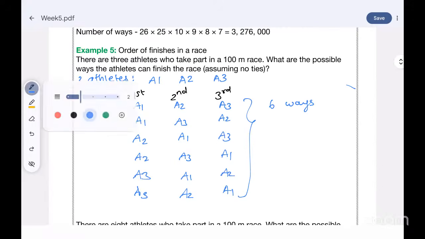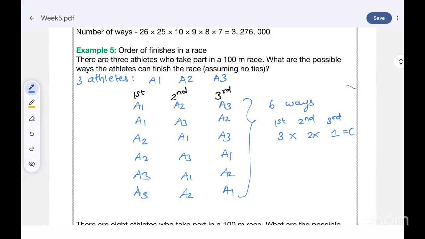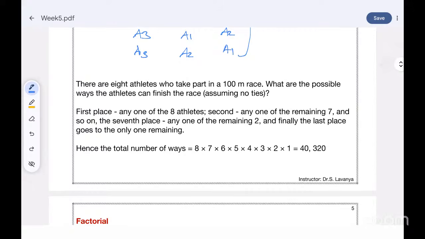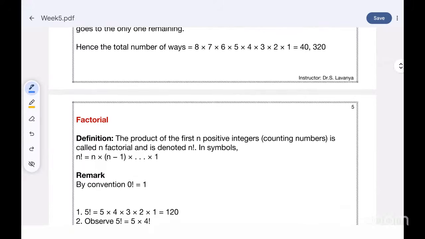In the first position, we have 3 possibilities, in the second position we have 2 possibilities, and in the third, the remaining 1 person. So the total number of ways is 6. So 8 means 8 into 7 into 6 into 5 into 4 into 3 into 2 into 1. This is nothing but what we call factorial. So this is actually 8 factorial.